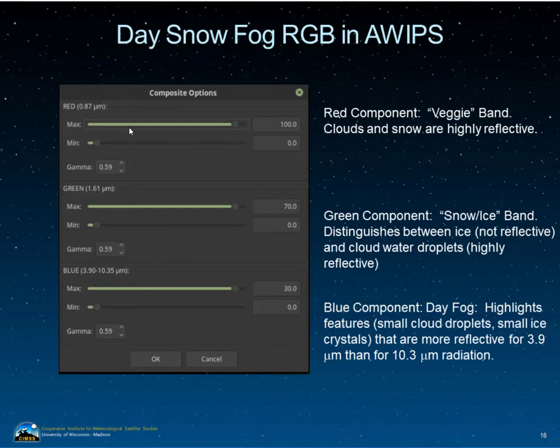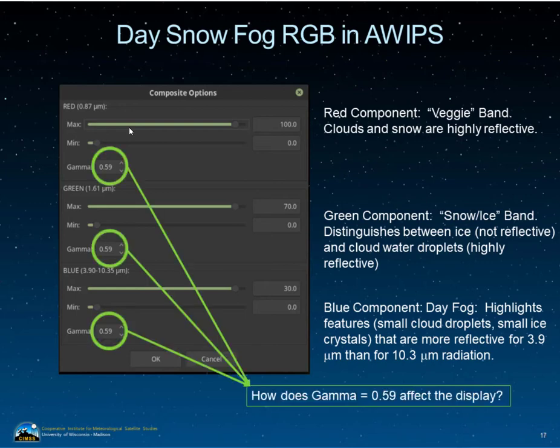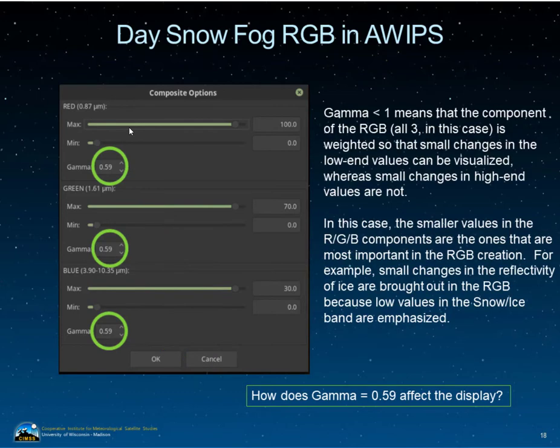This highlights features such as small cloud droplets and small ice crystals that are more reflective for 3.9 micrometer radiation than for 10.3 micrometer radiation. All three RGB components have a gamma of 0.59. How does that affect the display? Gamma less than 1 means that the component of the RGB is weighted so that small changes in the low end of the values will be visualized, whereas small changes in the high end values are not visualized quite so much.